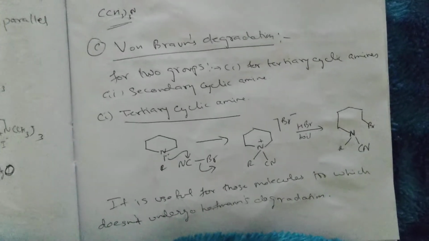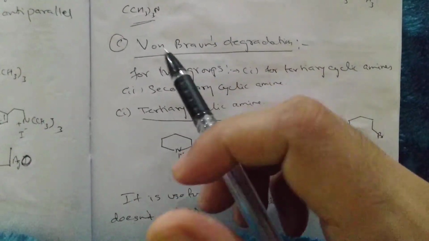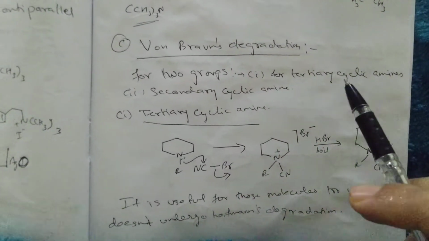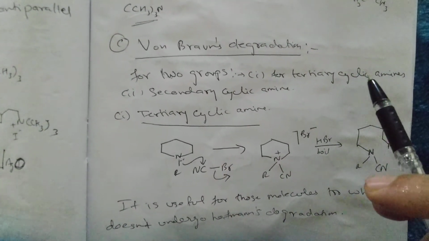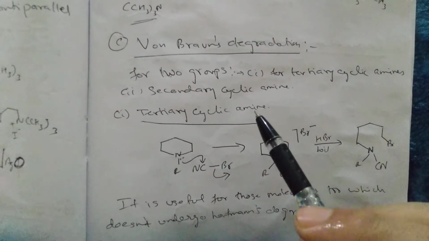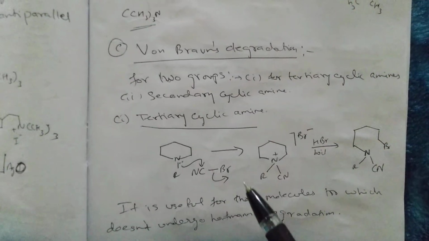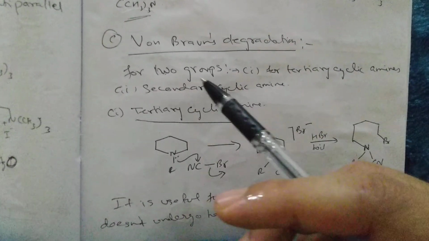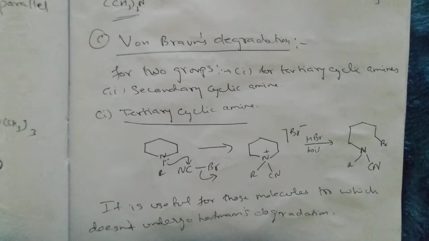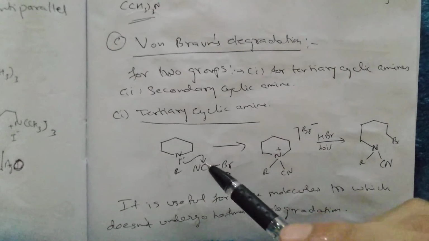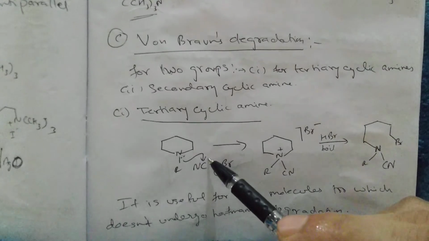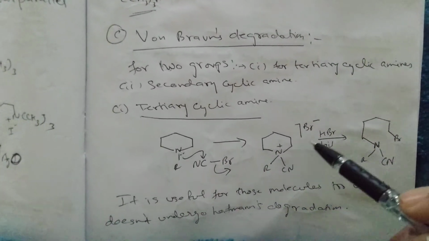Okay. Now the last one, that is von Braun's degradation. This is for two groups: tertiary cyclic amines and secondary cyclic amines. So for a tertiary cyclic amine, how do you find out? Using this von Braun degradation. You are starting with a material whose structure you don't know, and trying to find out. So you react with cyanogen bromide, BrCN. Nitrogen attacks this carbon, Br minus leaves, and you get this one, with Br minus.